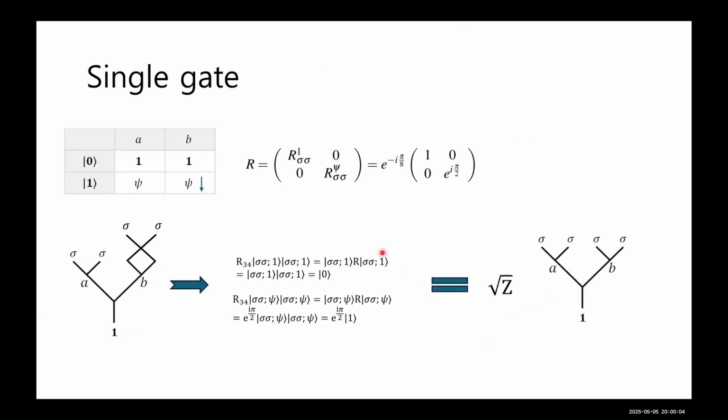So let's see how we can implement a single gate. There are two choices when we want to make a single gate. The first one is making a braiding in the same fusion space. That can be A or B. And the second one is making a braiding between these two fusion spaces. So let's see the first one.